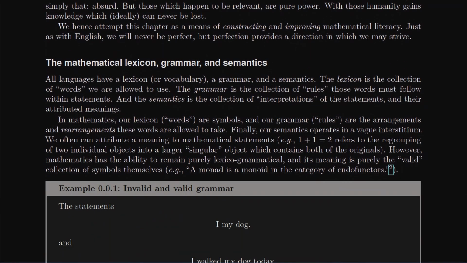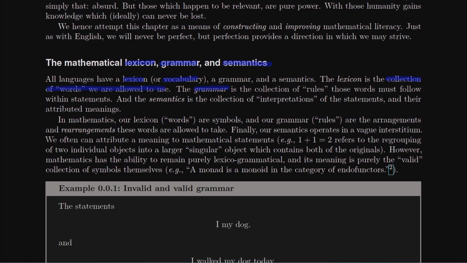Let's move on to this next subsection, which I call mathematical lexicon, grammar, and semantics. You may have heard those three words used before, maybe not. But they have a meaning as a subset of all languages, including, in my perspective, the mathematical language. So a lexicon, also known as vocabulary, I just think the word lexicon sounds cooler. That's why I'm using it. A lexicon is the total collection of words that we're allowed to use in a language.